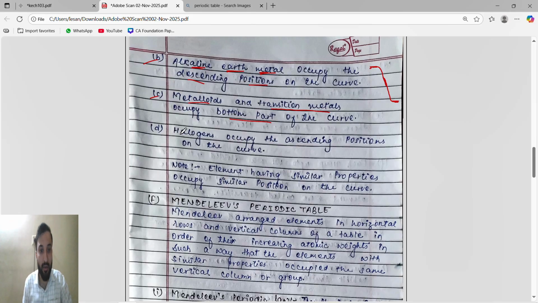Okay. Then next, halogens occupy the ascending position, meaning from this side if you are going up, the ascending position is what? Halogens will occupy the ascending position. So ascending position is halogen, peak position is alkali metal. When you are coming down, descending position is alkaline earth metal. When you reach the bottom, it is metalloids and transition metals.